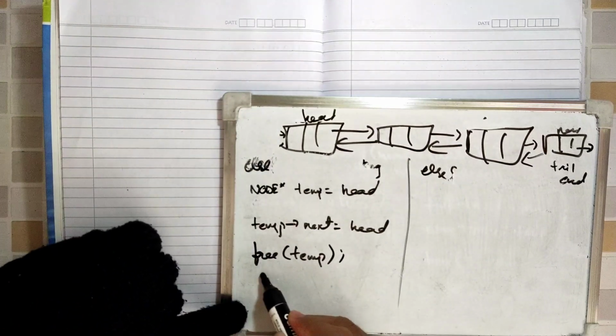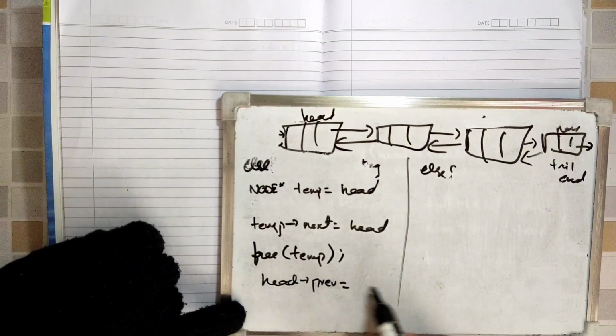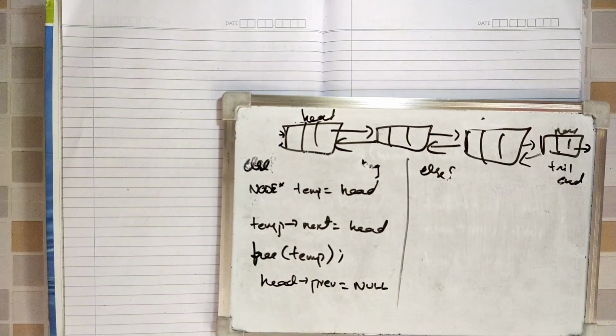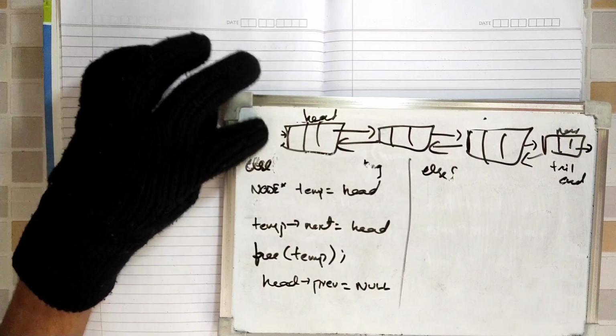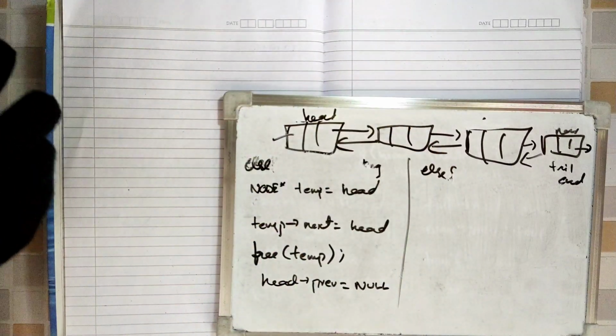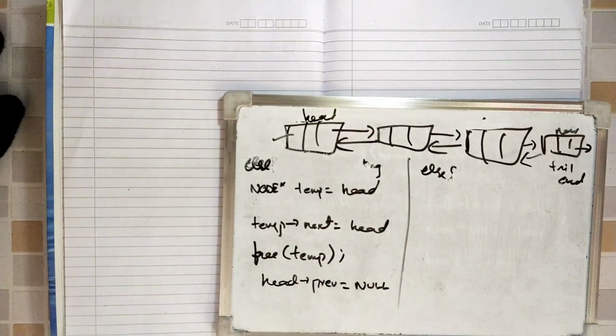Now what I will do, head of prev is equals to null, because previously here head of prev actually was temp here from the previous diagram. So this will become a null now. Understood? So if you remove this line, this is for your singly linked list. If you add this line, it's for your doubly linked list.